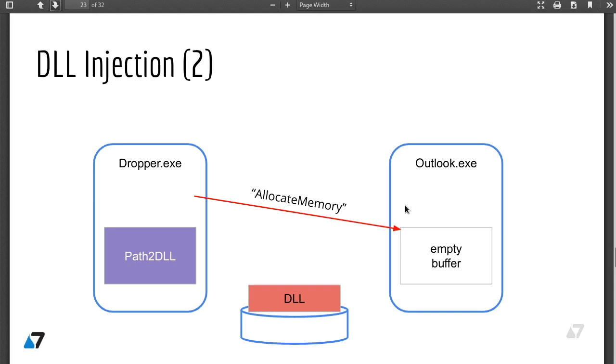There is another technique called reflective DLL injection, which bypasses this kind of restriction. It allows you to run a DLL inside a process without using a system loader and a file system. But in our case, we are going to talk about classic DLL injection. Okay, so we allocate an empty buffer of a size of at least the length of the path of our DLL from disk.